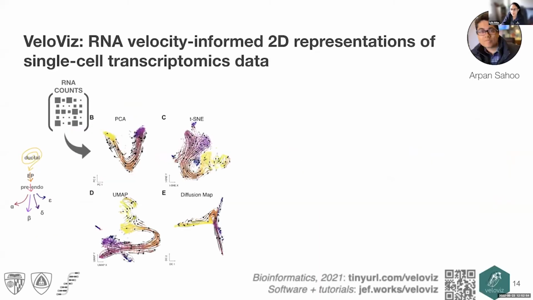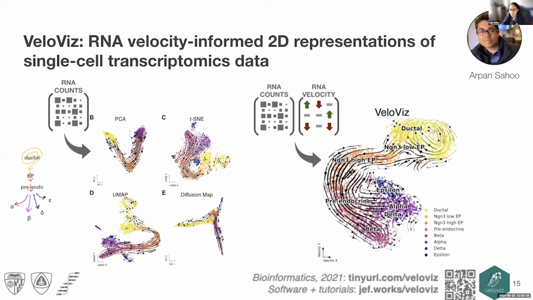Commonly used dimensional reduction methods that can be used to generate these two-dimensional representations take into account the gene expressions in your single cell data, but don't take into account the RNA velocity information. And so we hypothesized that taking into account RNA velocity would give us a more reliable representation of the single cell trajectories within single cell transcriptomics data.